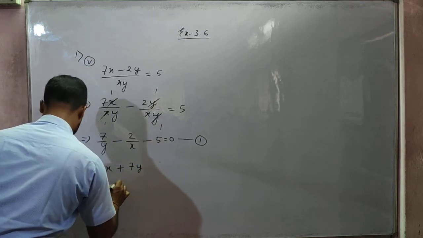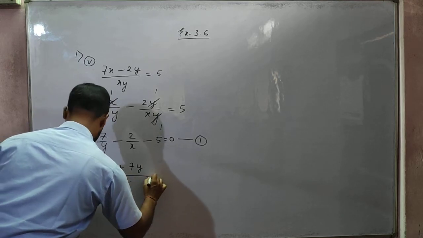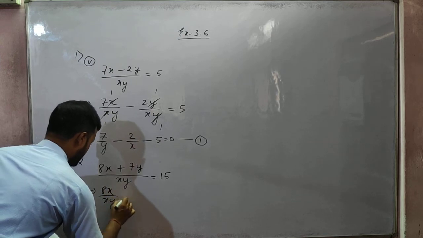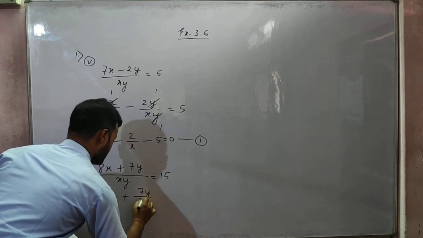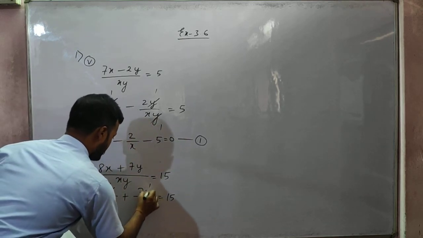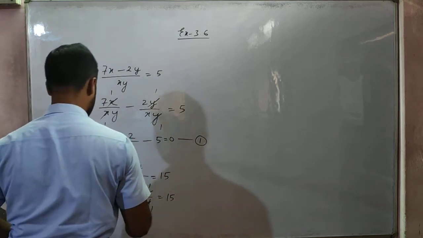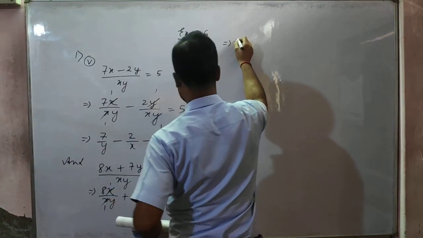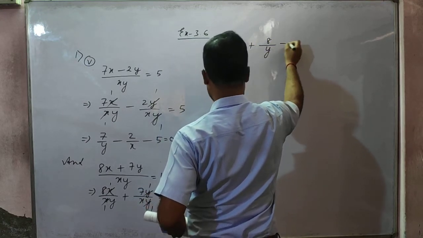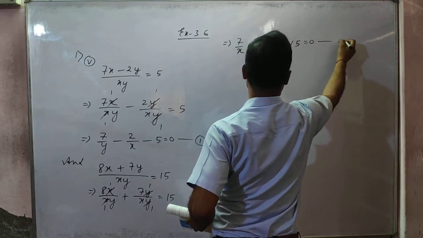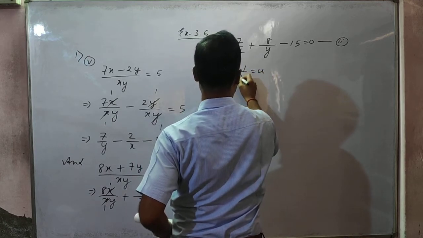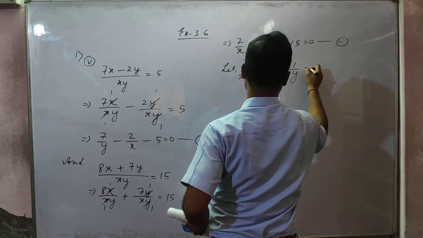And one more equation is there: 8x plus 7y by xy is equal to 15. So 8x by xy plus 7y by xy is equal to 15. x and x cancel, and y cancels, so you can write it like this: 7 by x plus 8 by y minus 15 is equal to 0, marking number 2. Now once again let 1 by x is equal to u, 1 by x you consider u, and 1 by y is equal to v.